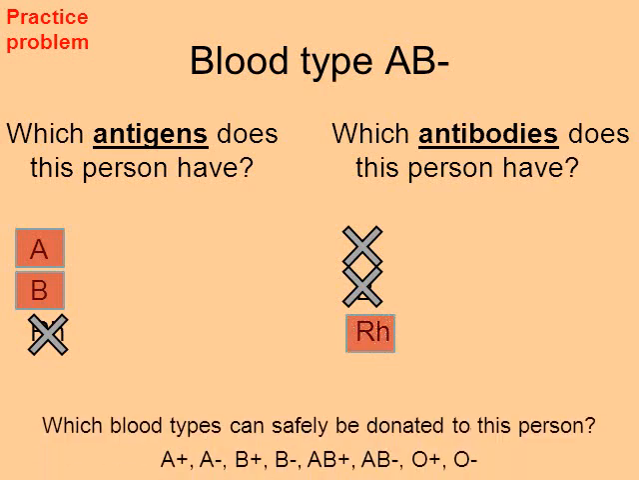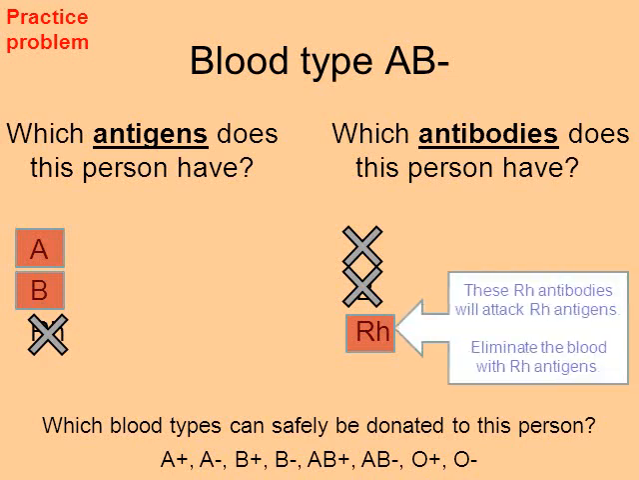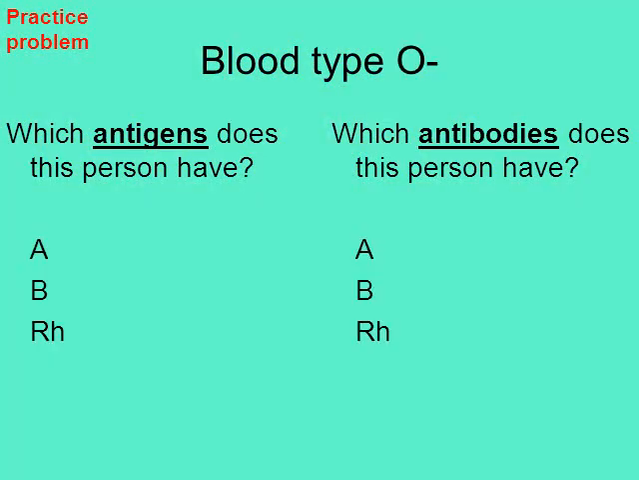So here's that question with the 8 blood types. Which blood types can safely be donated to this person? Well, this person has Rh antibodies. Be careful. You don't want these Rh antibodies to attack anything. So what do Rh antibodies attack? They attack Rh antigens. And what kind of blood has Rh antigens? Positive blood. So eliminate all the positive options. The other 4 negative options are safe.